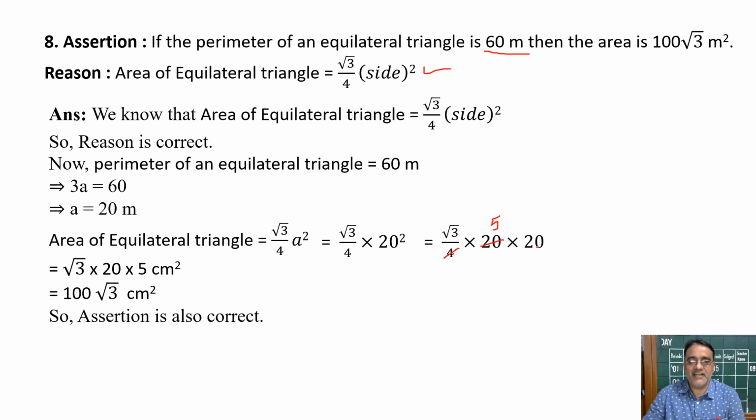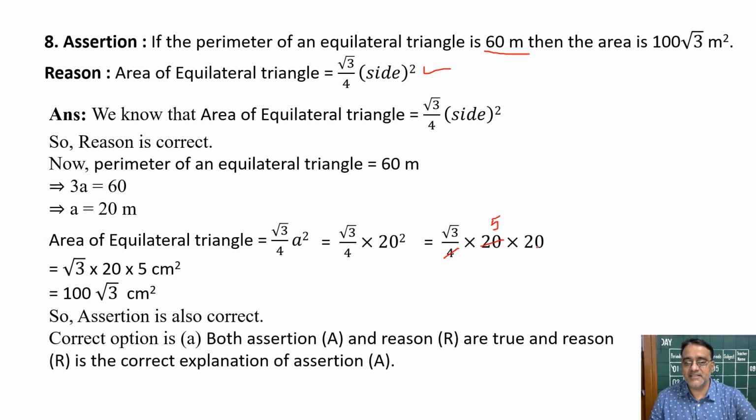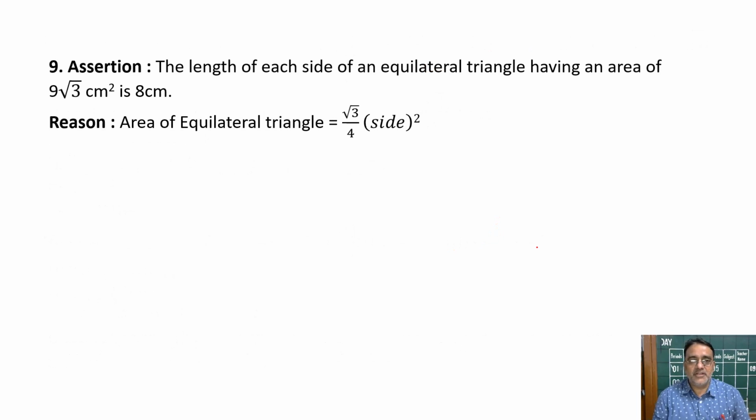So which option is the correct one? Option A, right. Both assertion and reason are true, and reason is the correct explanation of assertion. Now we are moving toward question number 9.